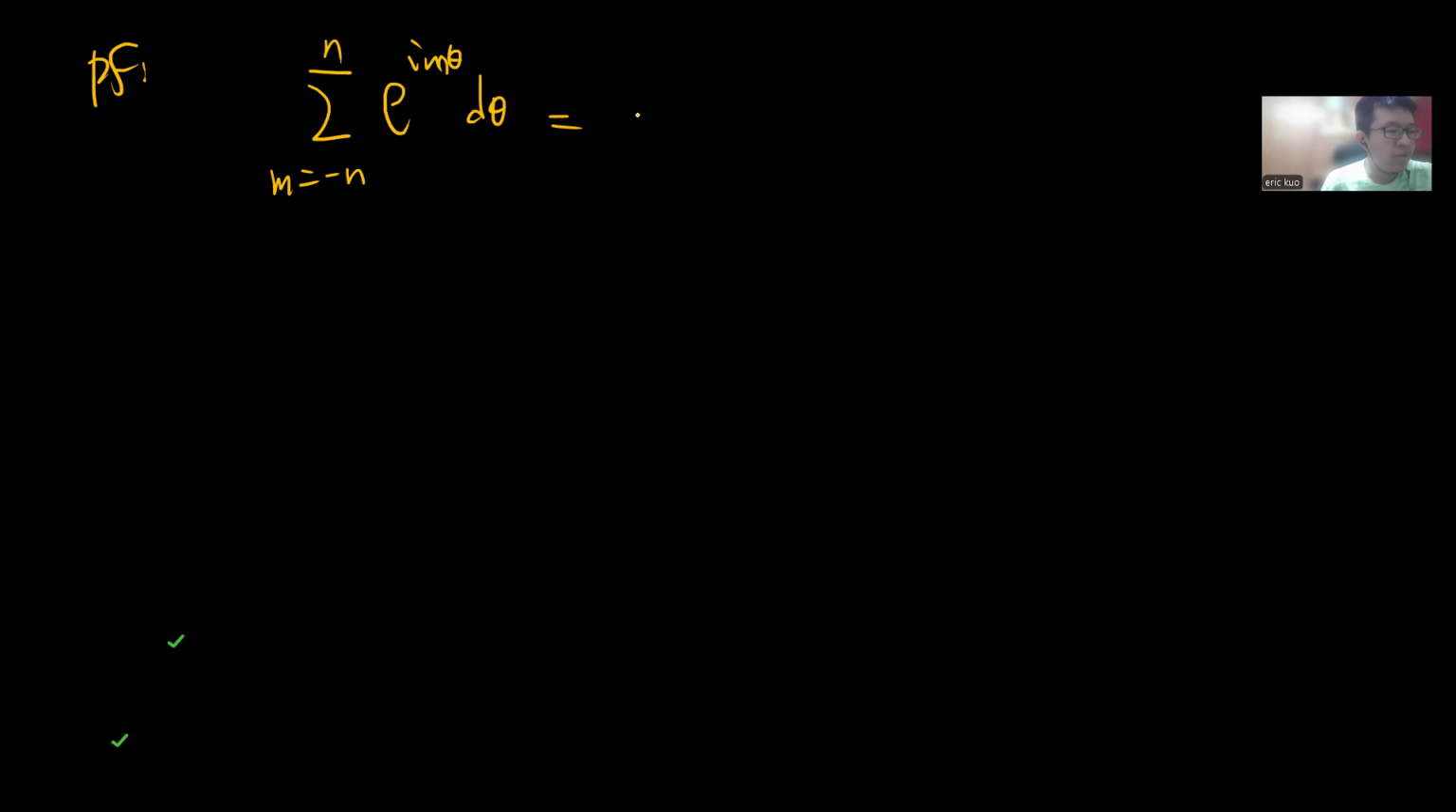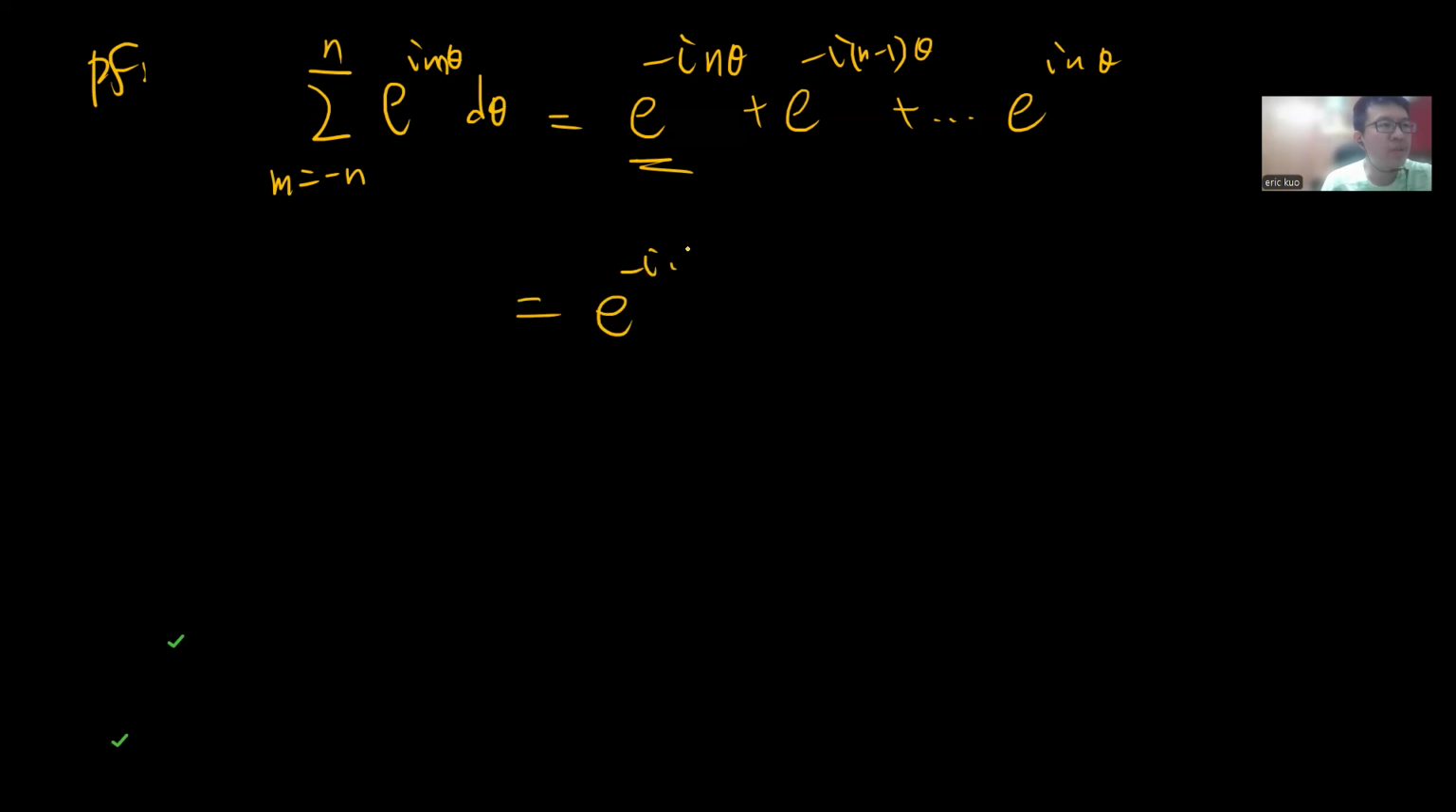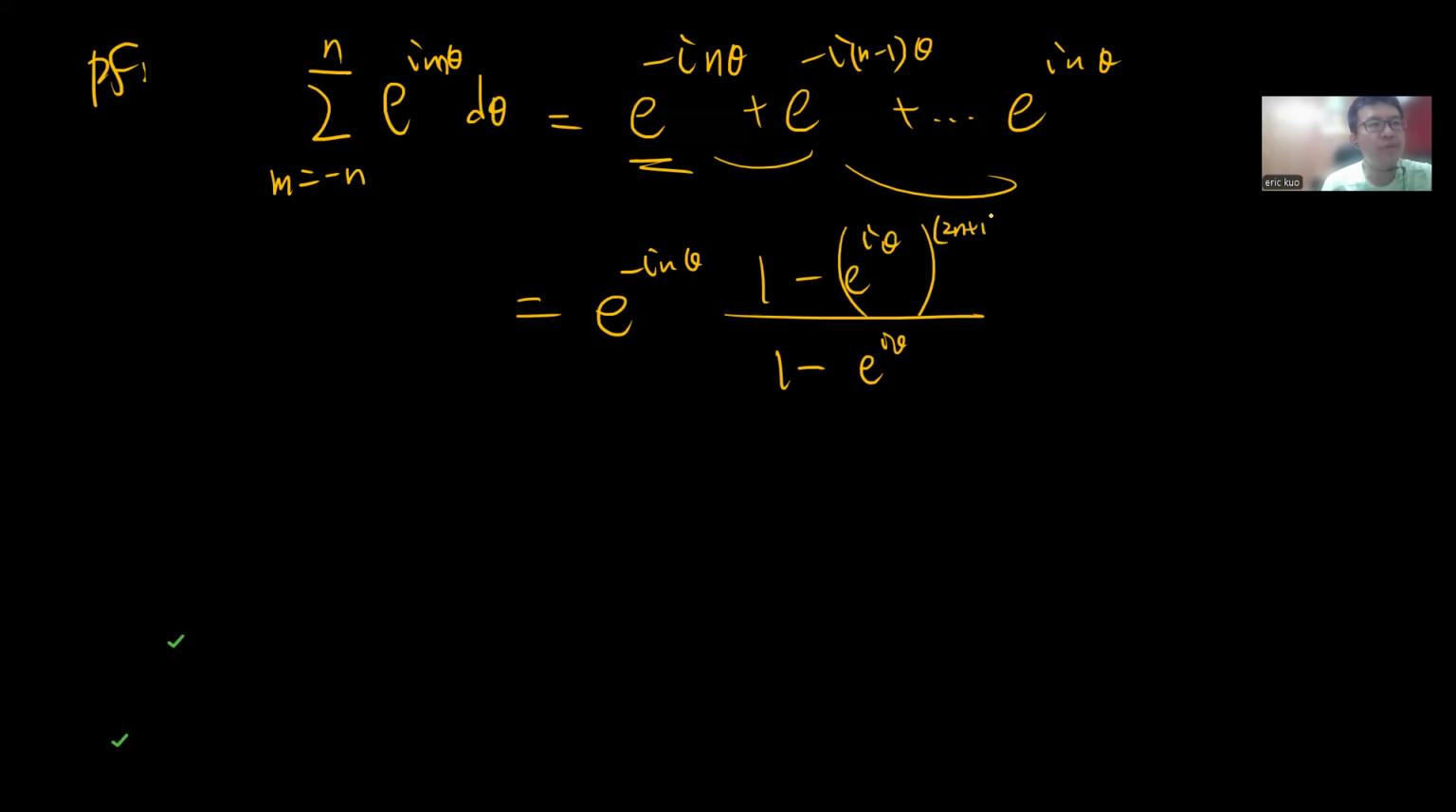So this is actually exponential of minus i n theta, plus exponential of minus i (n minus 1) theta, up to exponential of i n theta. If you see, this is a geometric series where the initial term is this guy, exponential of minus i n theta. And then there's a ratio, which is exponential of i theta. So it's 1 minus exponential of i theta times the number of terms, which is 2n plus 1.